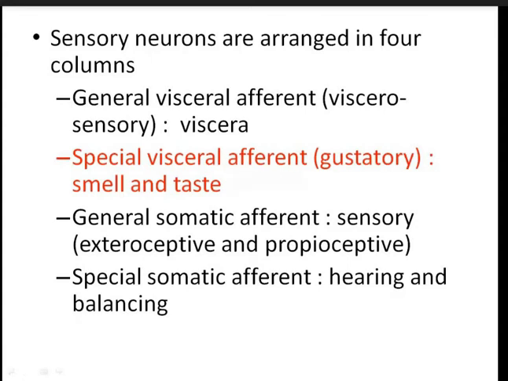Okay, so they are the sensory neurons arranged in 4 columns: general visceral afferent, special visceral afferent, general somatic afferent, and special somatic afferent. So we use this terminology frequently, so you have to be familiar with these terminologies.